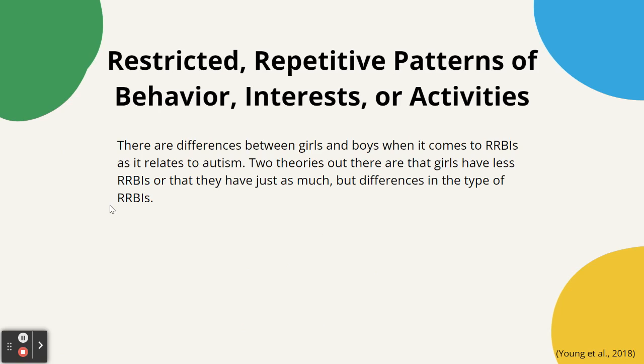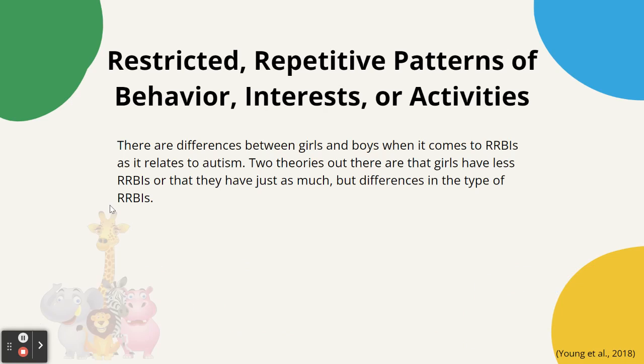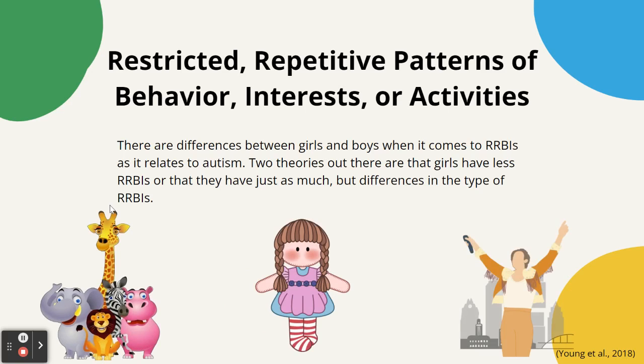Now, let's talk about restricted repetitive patterns of behavior, interests, or activities, or RRBIs. There are more differences between girls and boys for this specific diagnostic criterion than any other. Two theories as to why are that girls may have fewer RRBIs than boys, or that they have just as much, but with differences in the type of RRBI. With sex and gender differences, there could be different interests in objects, such as a boy with ASD being more interested in maps, trains, or pipelines, while a girl with ASD might be more interested in animals, dolls, or singers and celebrities.